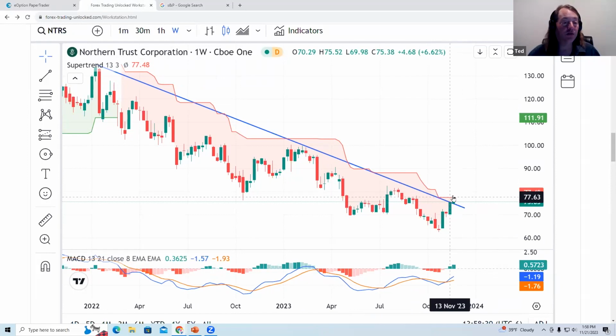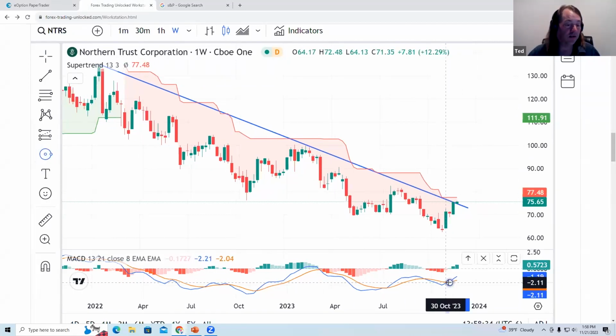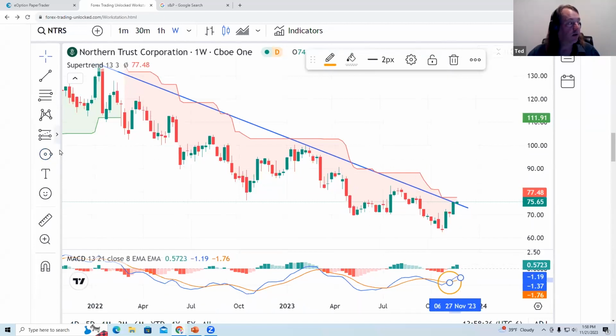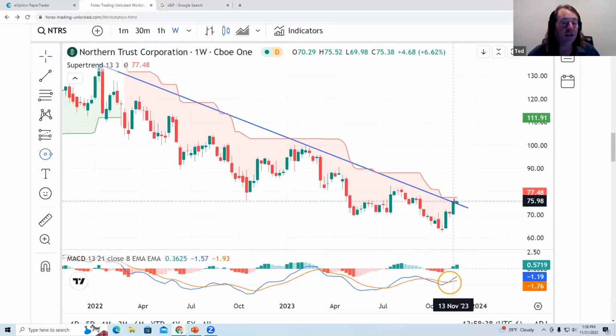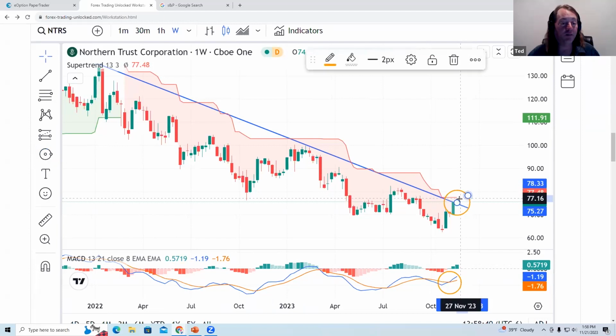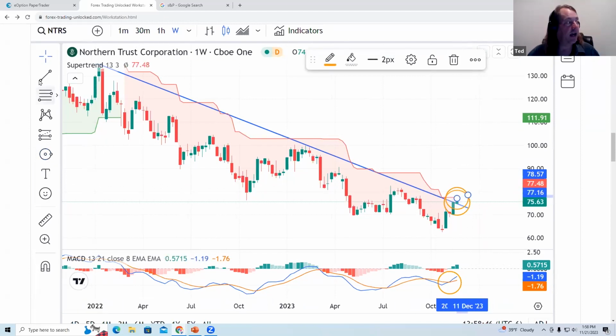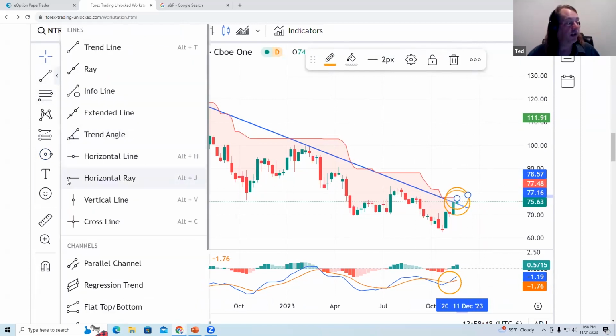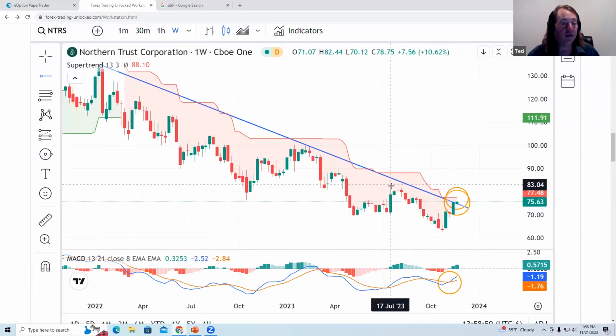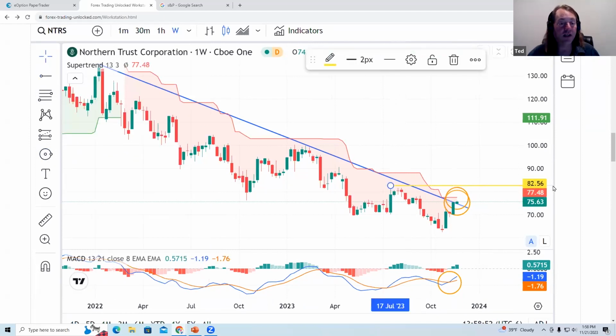Now, we're testing this trend line. We also have the super trend oscillator here. So we have this oscillator here that just turned on a daily basis. We have the trend line, which is being tested, plus we have the super trend, which is just below it right there. If it takes that out, there's only one last key thing to take out, which is that it'll probably test this high here, which is at $82.